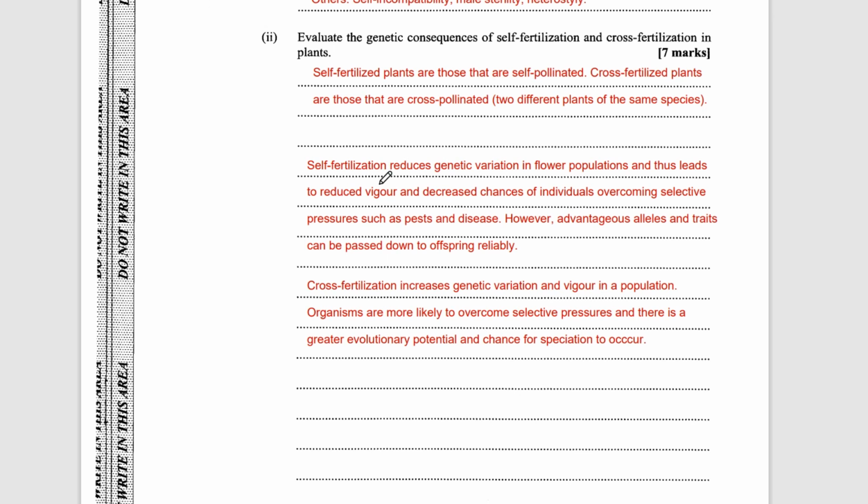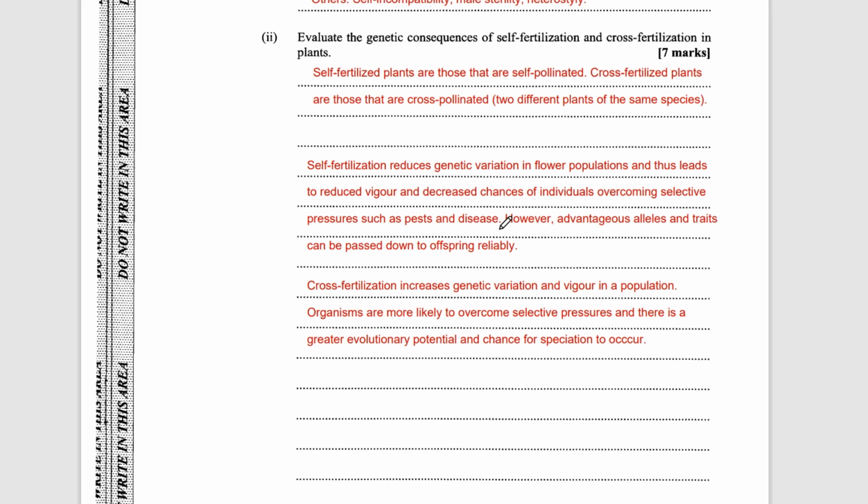And what that means is that they're less likely to overcome any selective pressures. So if you have a bunch of self-pollinated flowers, what would happen is that if you have a pest that would target one of the plants, or a disease or a pathogen that could affect one of the plants or one of the flowers, it could potentially affect all of them. And you have less biodiversity, so to speak.